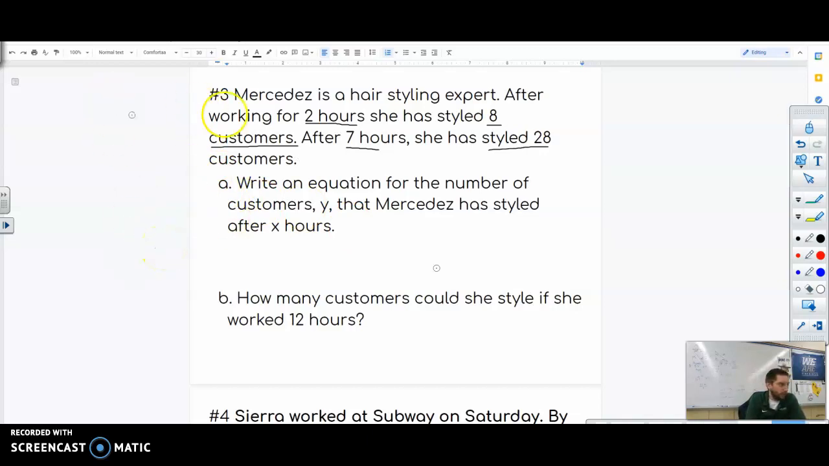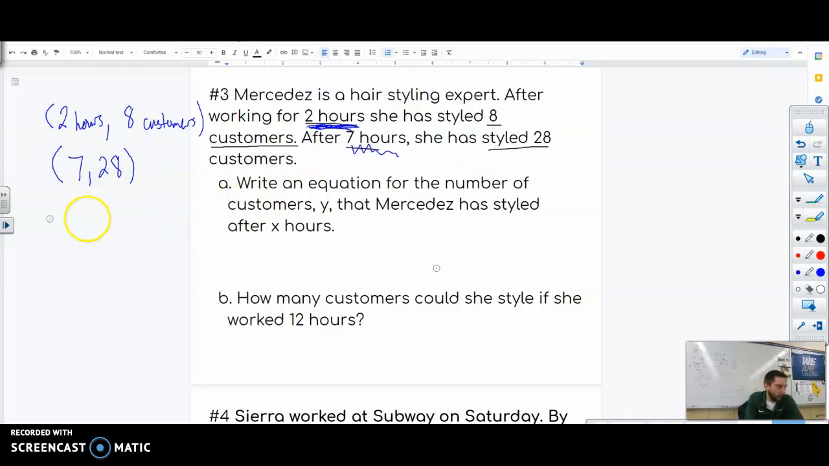So how am I going to do this? Well, I think if I look at this, they gave me some coordinates. An ordered pair is really what they gave me. After 2 hours, she has styled 8 customers. So that's 2 hours, comma 8 customers. 2, comma 8. And then if I keep looking, I think I have another one. 7 hours, we have 28 customers. So 7, comma 28. All right, so they didn't give me a rate, and they didn't give me the y-intercept, but they did give me a set of ordered pairs. So what do I do now?